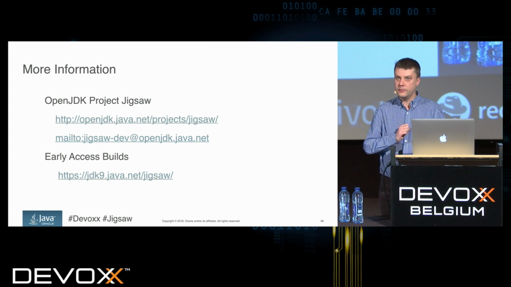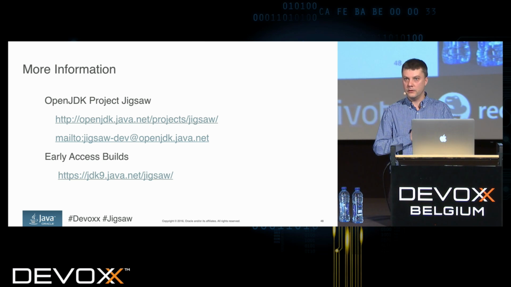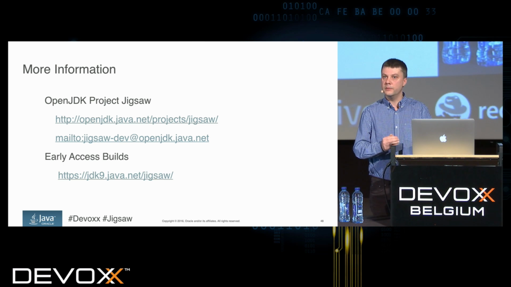We're developing the module system in Project Jigsaw. This is the link to the project page and the mailing list, and also the early access builds. The early access builds of Project Jigsaw are a little bit ahead of the regular JDK 9 builds because they are a bit more bleeding edge.